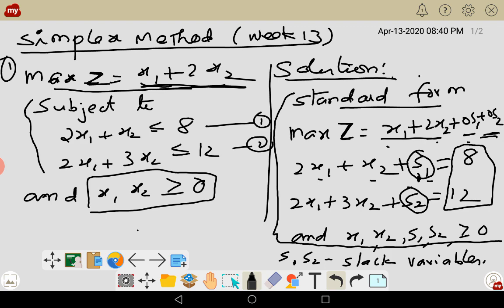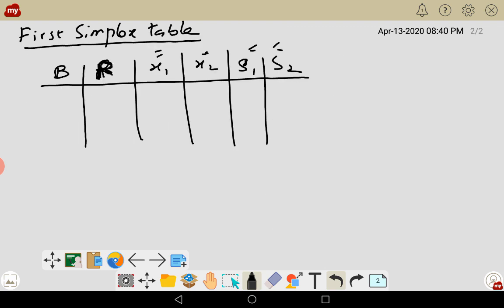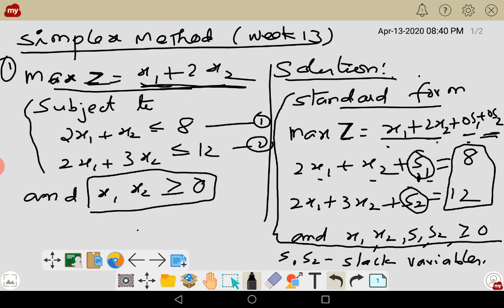Actually, theoretically, it is called resources for the linear programming problem. So we will fill this column by using the right hand side, 8 and 12. And now fill these coefficients from the constraints. Take the x1 column.